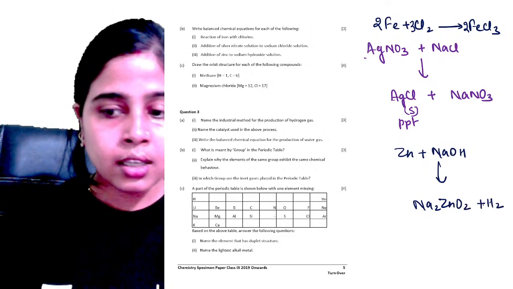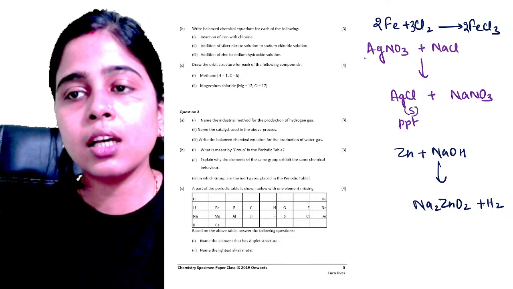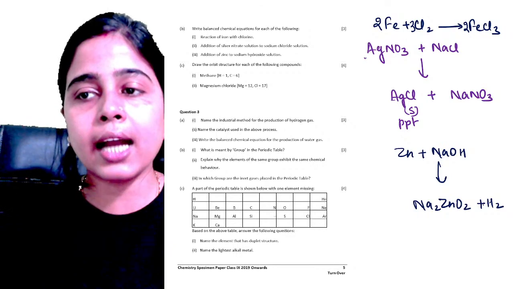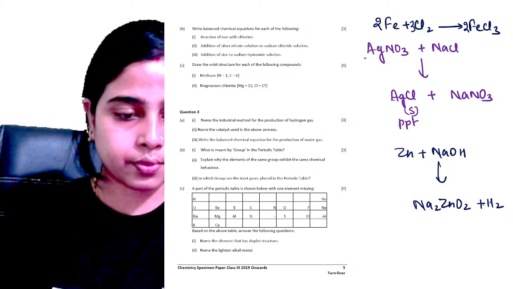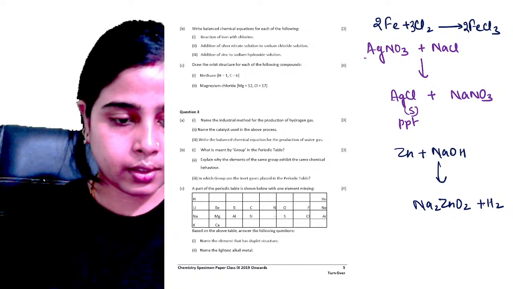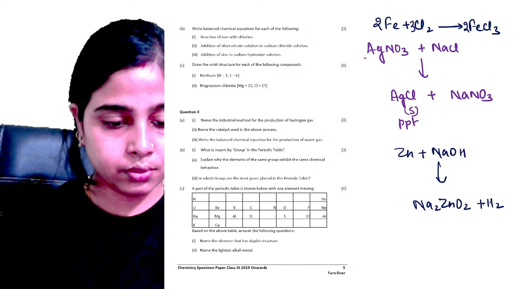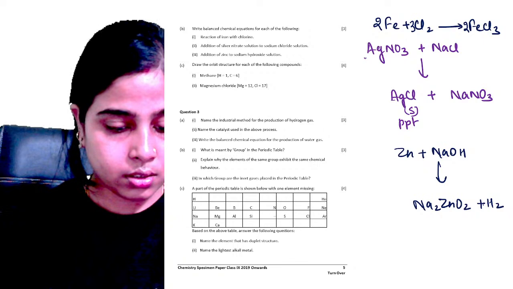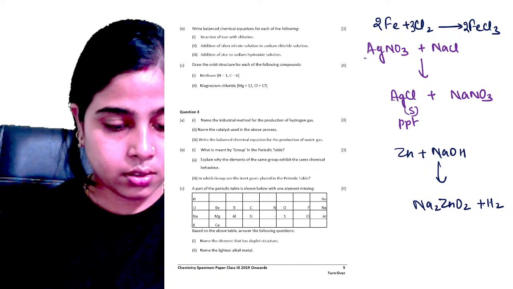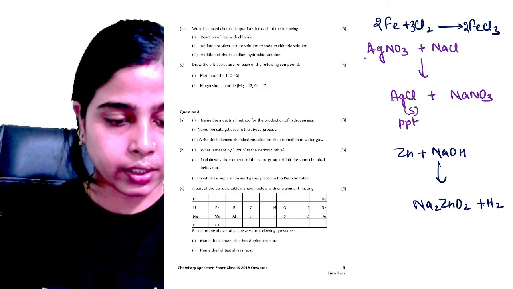This is the chemical reaction happening over here. Sodium hydroxide reacting with your zinc to produce sodium zincate and your hydrogen. Clear everyone? Tell me fast. So this is the chemical reaction happening over here.